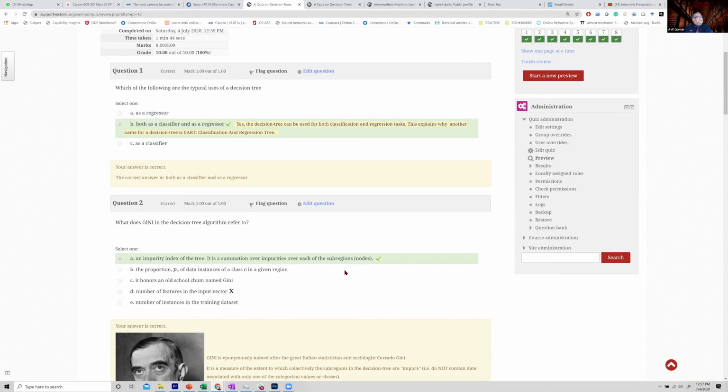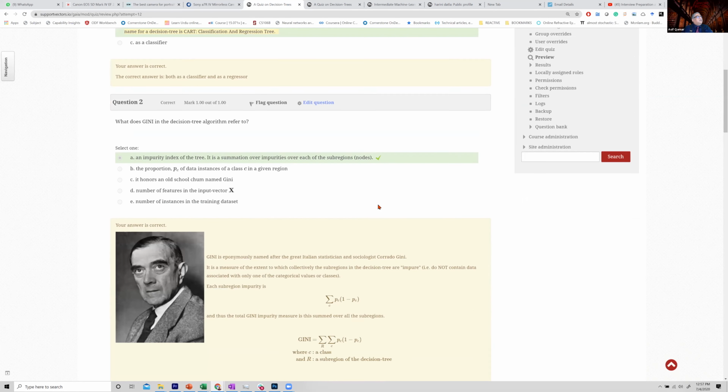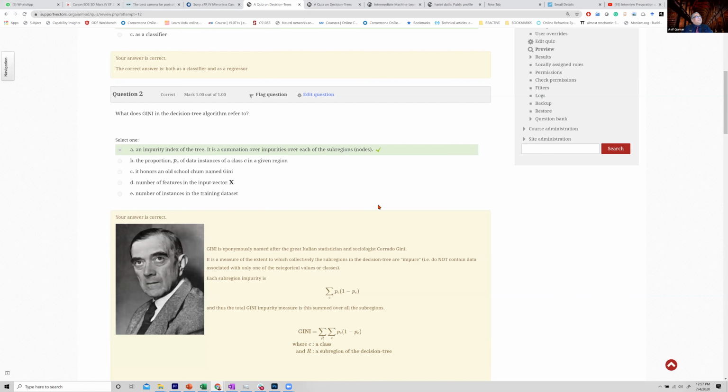So that's that. The second question is, what does Gini in the decision tree algorithm refer to? By the way, how many of you went for C, in honor of an old school chum named Ginny? That was just entertaining. Right, okay.